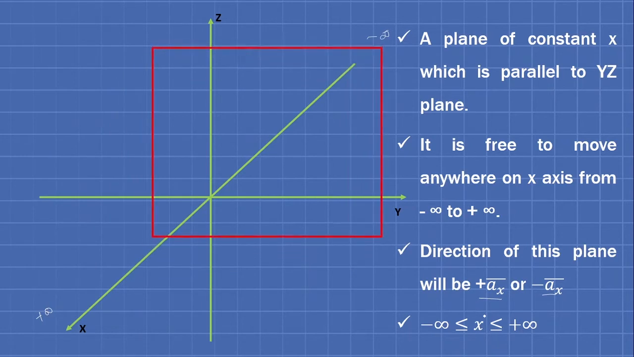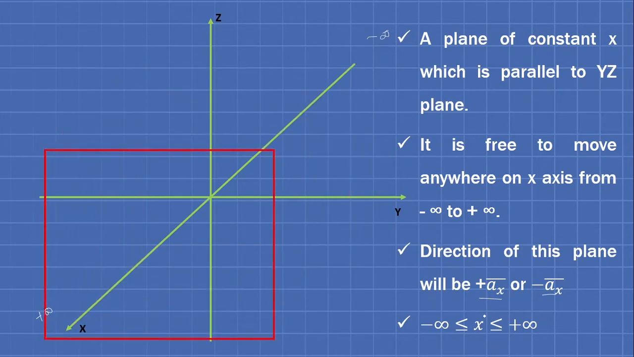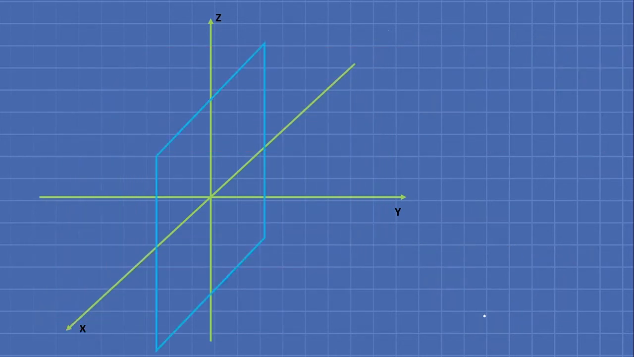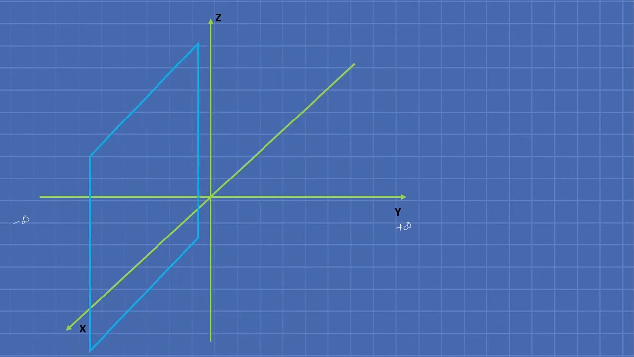But here we are not able to locate any point with the help of just a single plane. We are going to need more planes. The second plane of our consideration is shown as a blue parallelogram, which is always parallel to the xz plane, as you can see. Being parallel to the xz plane, it will be free to move from positive infinity to negative infinity on the y-axis. So its movement will be a translation along the horizontal axis, that is, the y-axis.